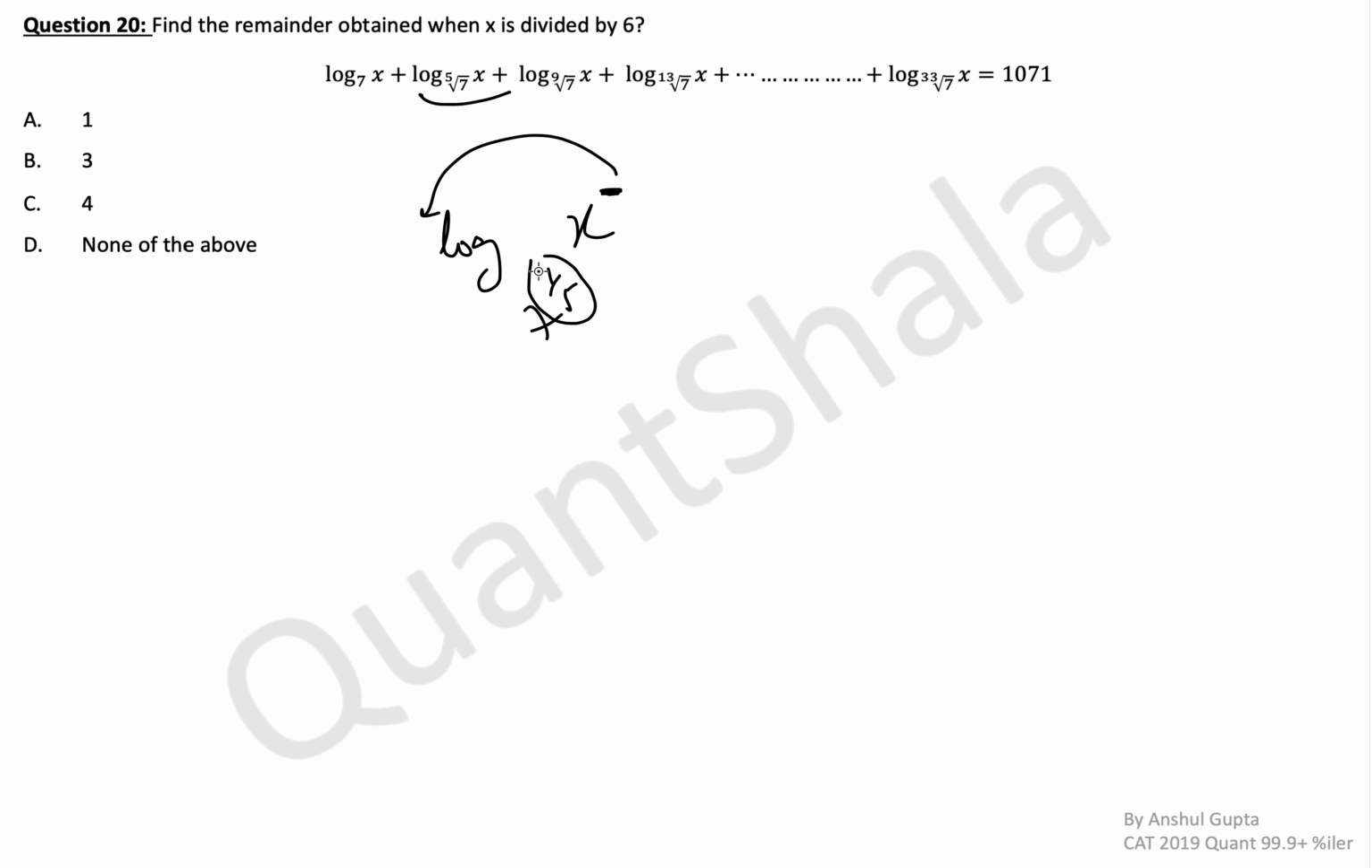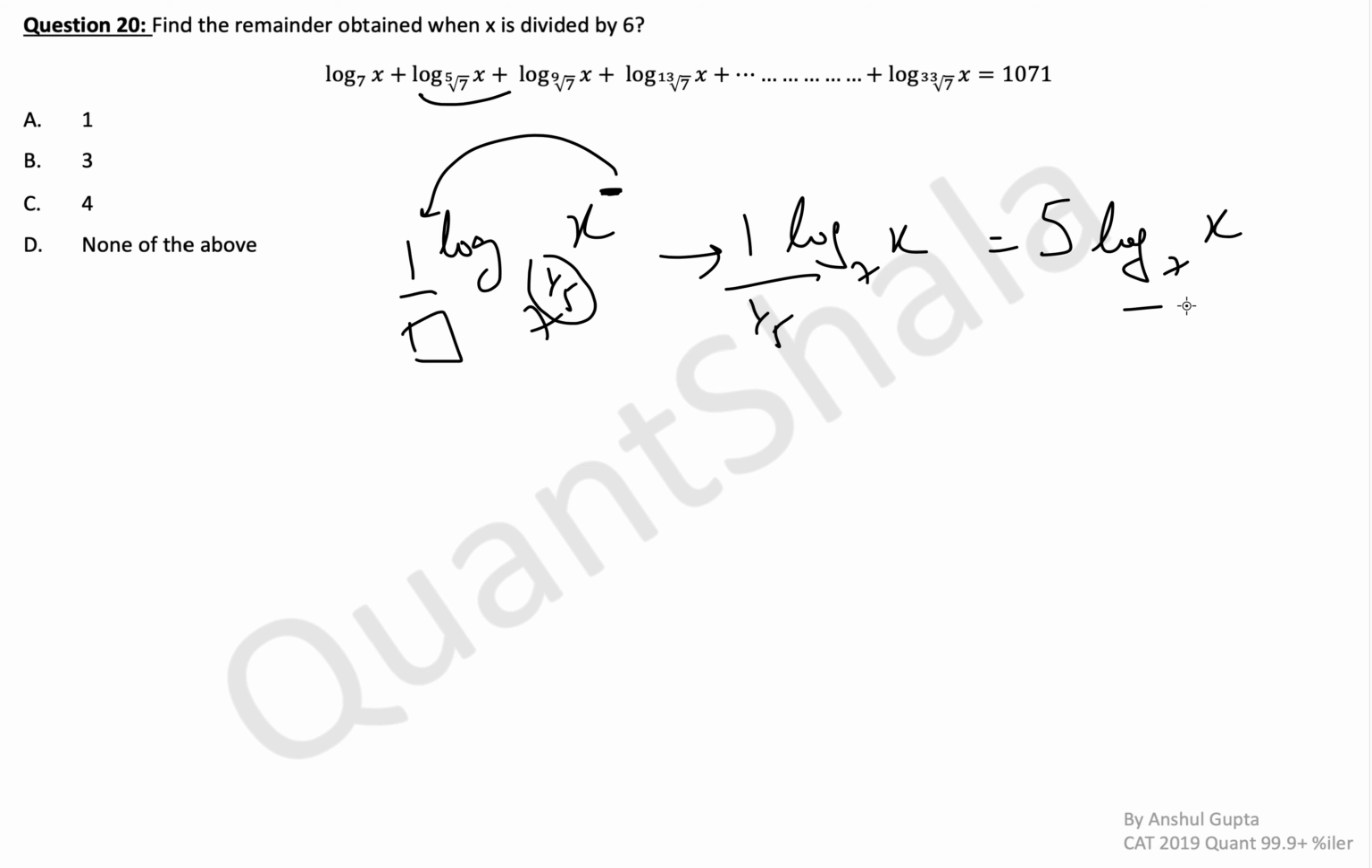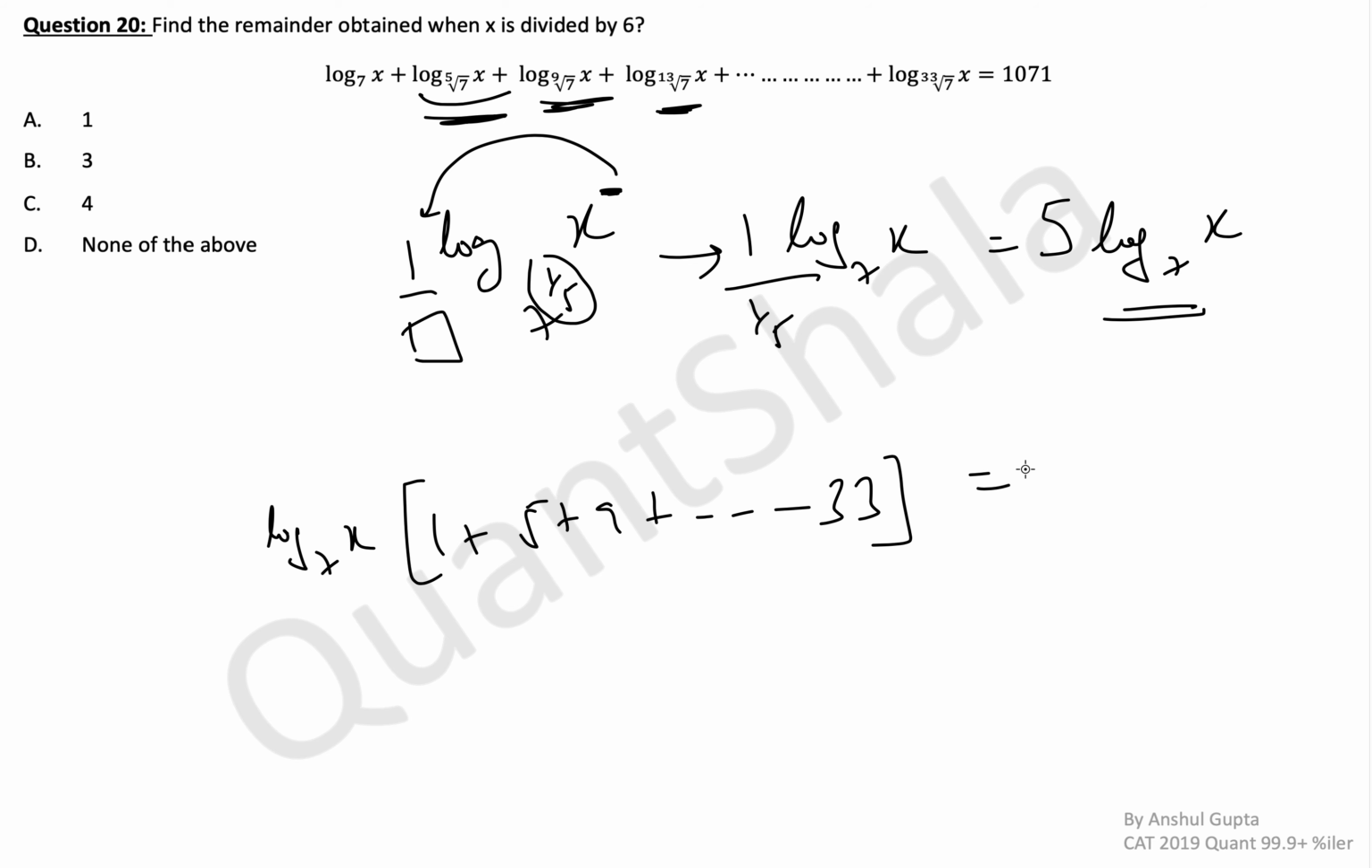If the base has some power, it goes here as 1 by the power. Okay, so this entire thing will become 1 divided by 1 by 5 log 7x. So this essentially becomes 5 times log 7x. This will become 9 times log 7x, this will become 13 times log 7x, and so on. So the entire equation, what does it become for you? You take log 7x common, then you have 1 plus the coefficients, I'm adding them up here, 1 plus 5 till 33, is equal to 1071.